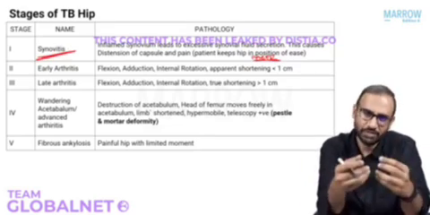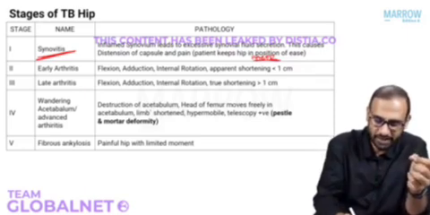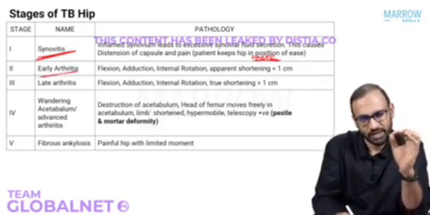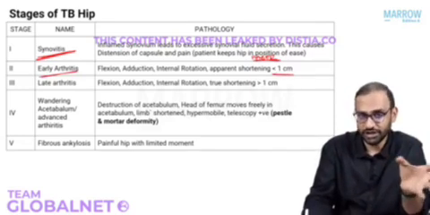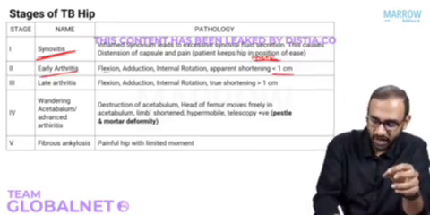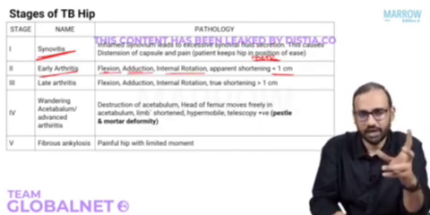Now after this stage, what happens? The articular cartilage starts to be destroyed. This is known as the stage of early arthritis. There will be apparent shortening of less than 1 centimeter, but the attitude of the limb will change. Here the limb will be in flexion, adduction and internal rotation. Okay. Now this is early arthritis.